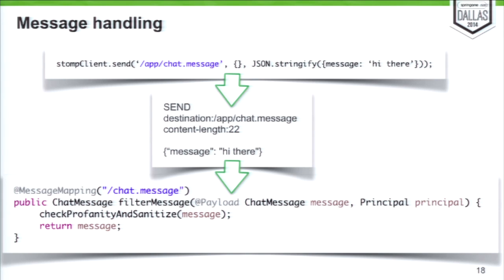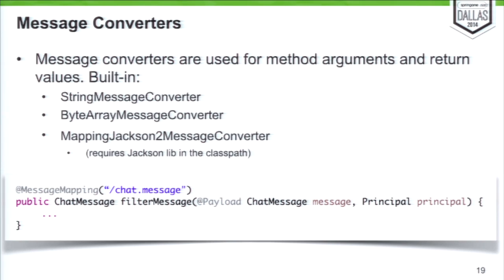Notice that we are sticking to the POJO programming model. We don't know about STOMP, we don't know about messages, we don't know about anything. The controller is not responsible for knowing about all this stuff. It's just a method having flexible signatures annotated with these message mapping annotations, quite similar to the REST support that we have in Spring MVC.